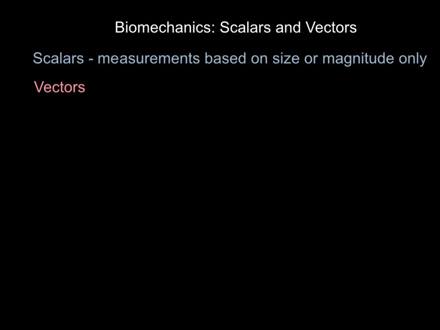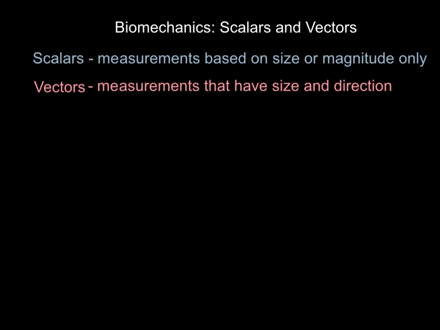Okay, so where do vectors differ to that? Vectors have size and direction. So if I was to say to you that car is travelling at 30 miles an hour in a westerly direction, I have changed that scalar into a vector.